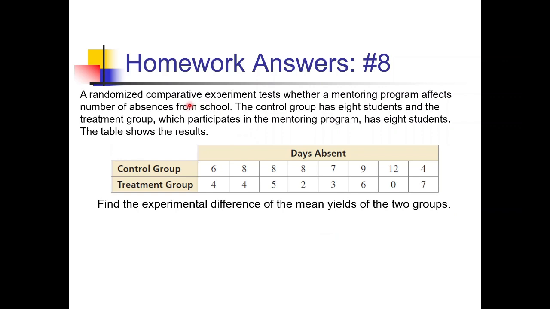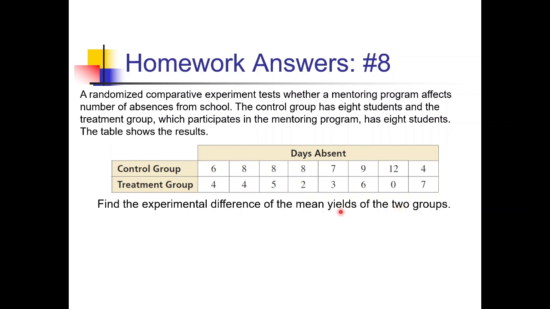For this problem, a randomized comparative experiment tests whether a mentoring program affects number of absences from school. The control group has 8 students, and the treatment group, which participates in the program, also has 8 students. And here's the results from this table. This is days absent from school for the control who didn't get the mentoring program and the treatment who did. So they want the experimental difference of the mean yields of the two groups.